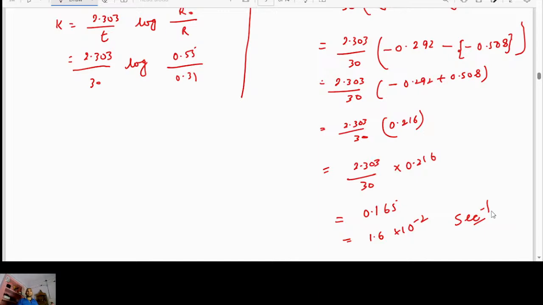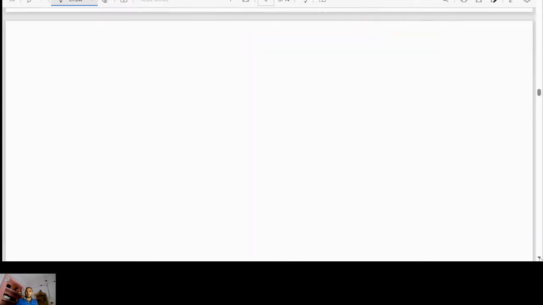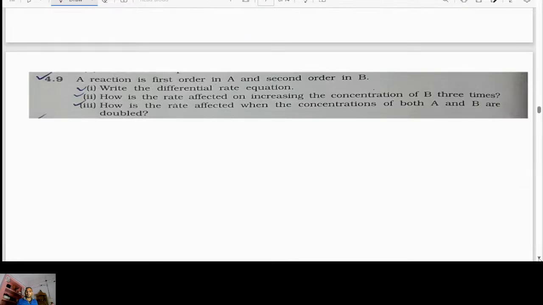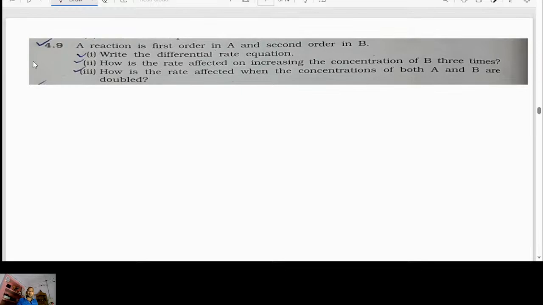Now we are moving to the next question, student. This is about the rate constant and the order of the reactions. Now let us move on to the second one, student. Next problem. Question number 9, student. So this will be very easy. A reaction is first order in A and second order in B, student.